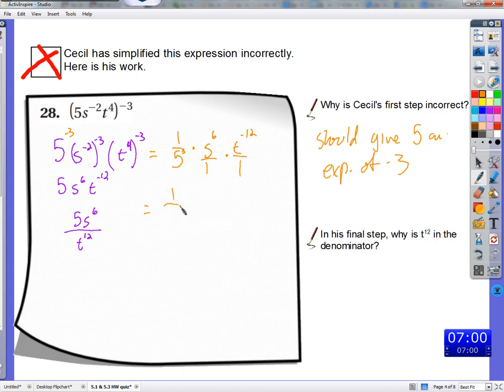So we have 1 over 5 to the 3rd times s to the 6th over 1 times, really, the reciprocal of t to the -12, which is 1 over t to the 12th, or t to the 12th in the denominator. Now if we multiply all these together, we get s to the sixth in the numerator and 5 to the third, which is 125, times t to the 12th in the denominator. You could short answer it: t to the negative 12 means t to the positive 12th should be in the denominator. If it was in the denominator to start with, it should move up to the numerator.